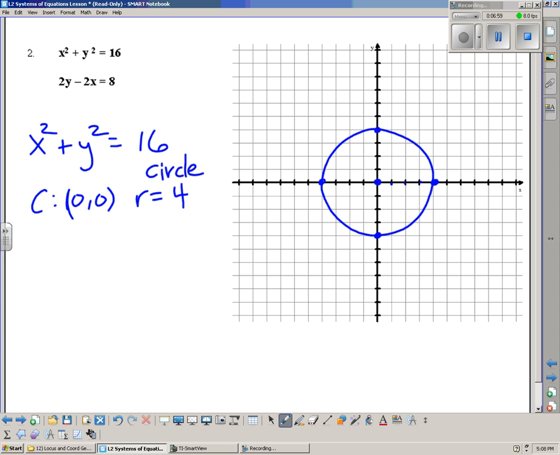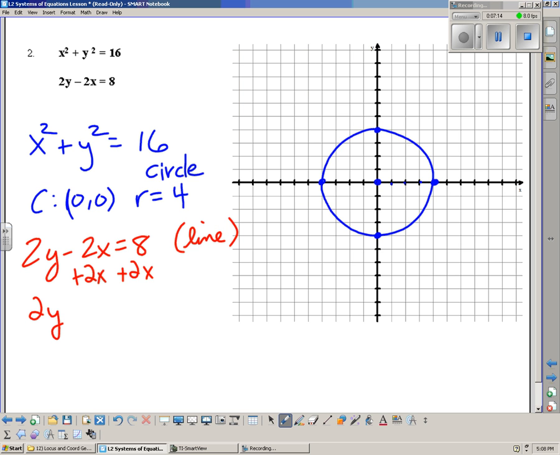Okay. Now I have 2y minus 2x equals 8. This has no squareds, so it's a line. So I want to solve this thing for y. So add 2x to both sides. So 2y equals 2x plus 8. Divide by 2 everywhere. And I get y equals x plus 4.